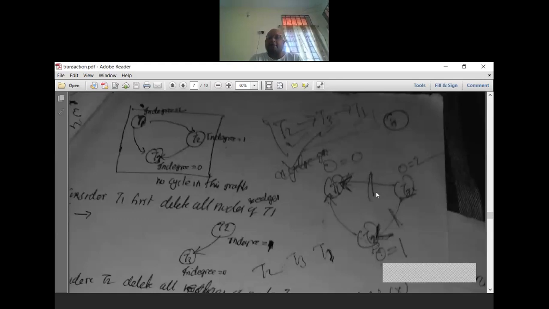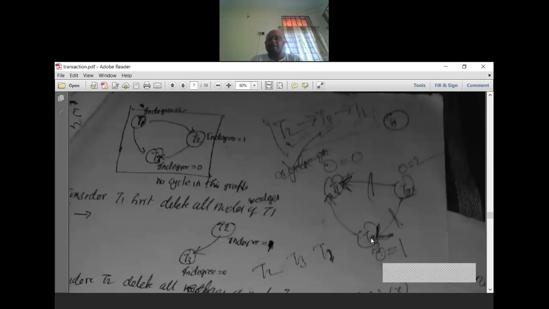Now I will cut this part. Now I will cut this part. Now what is remaining? That means I will cut the T2 links from all the nodes. I have taken out T2 and I will cut all the links from T2. Now what link is remaining here? T1 and T3. So this arrow is remaining here.